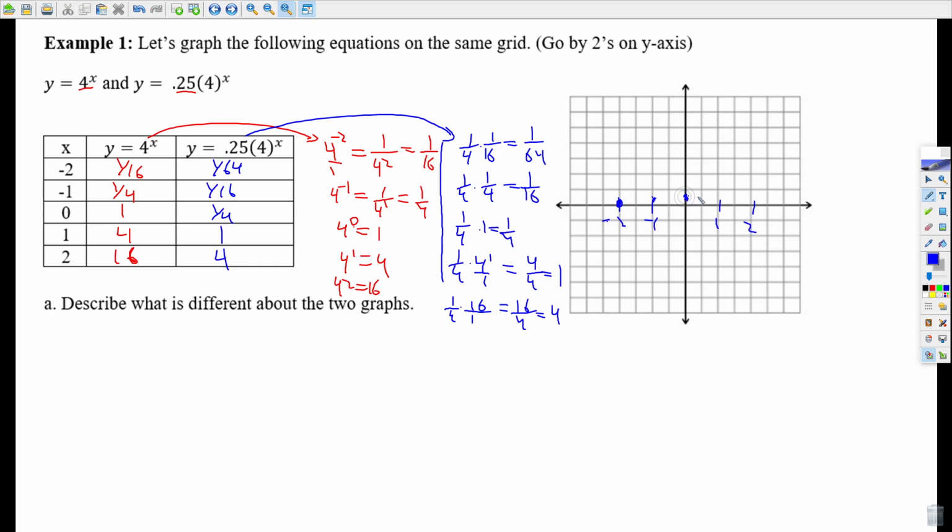Right there, a little higher. At 1, it's 1. At 2, it's 4. 1, 2, 3, this would be 4. There we go. Now we'll connect our dots. All right, we'll go that way. Change the red color into the other one.